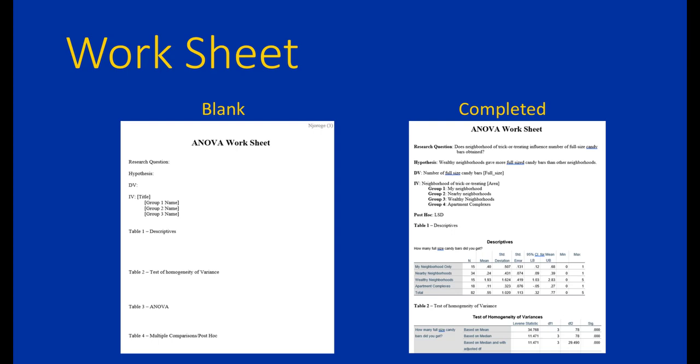You need to list the research question you actually tested in this sheet. Then create the appropriate hypothesis based on that question. Lastly, identify the variables that you used in the analysis. What was your dependent variable? What was your independent variable? And what were the names of the groups in the IV?